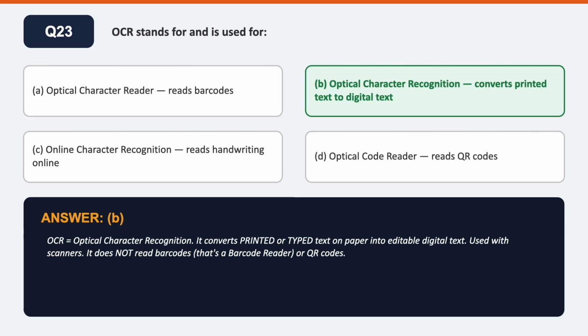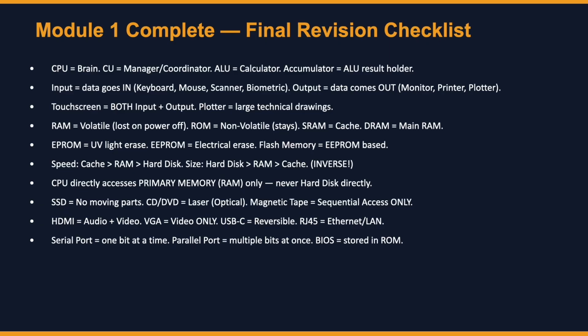Question number 23. OCR stands for and is used for A. Optical character reader, barcodes. B. Optical character recognition, printed text to digital. C. Online character recognition. D. Optical code reader. Answer B. OCR converts printed or typed text into editable digital text, used with scanners.